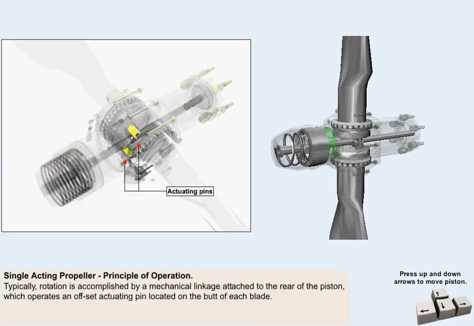Typically, rotation is accomplished by a mechanical linkage attached to the rear of the piston, which operates an actuating pin machined on the butt of each blade. The actuating pin is offset in order that it can impart the correct range of angular motion.